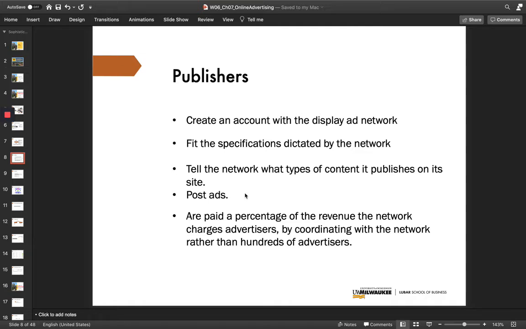For publishers, usually it's to create an account with the network and fit the specifications dictated by the network, tell the network what types of content it publishes on its site, its expertise or specialties, and post ads. And the publishers will be paid a percentage of the revenue the network charges the advertisers.